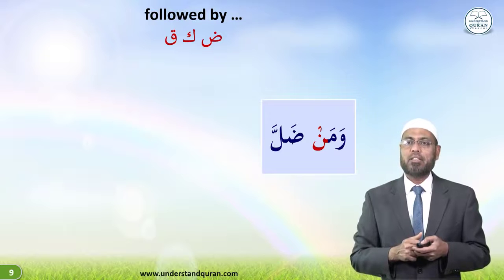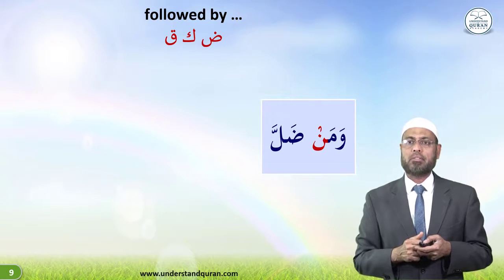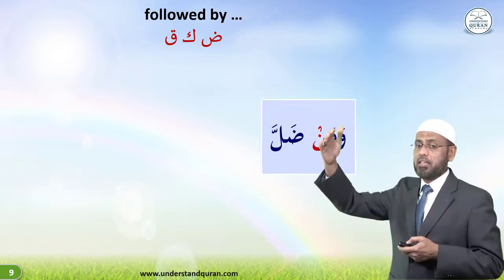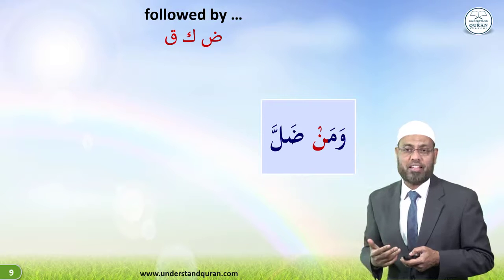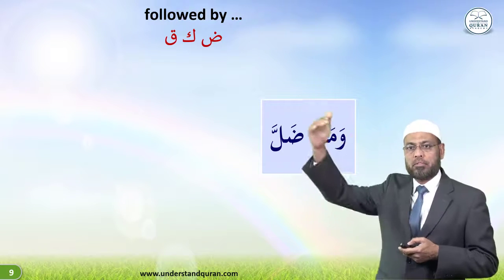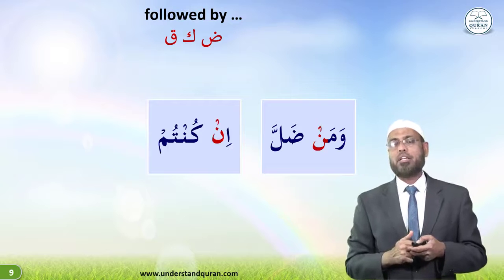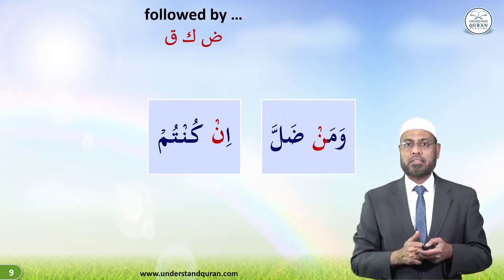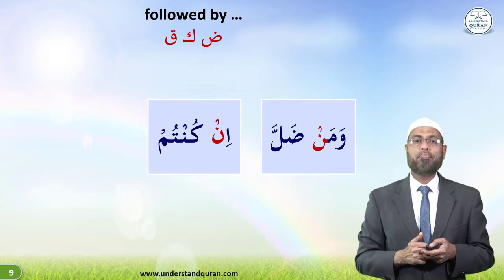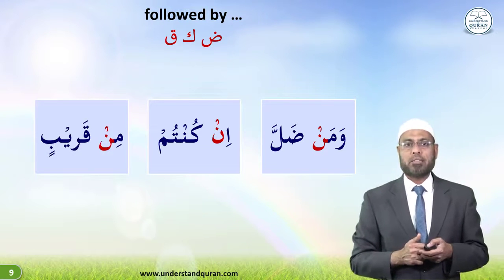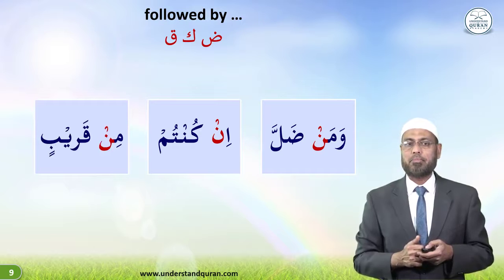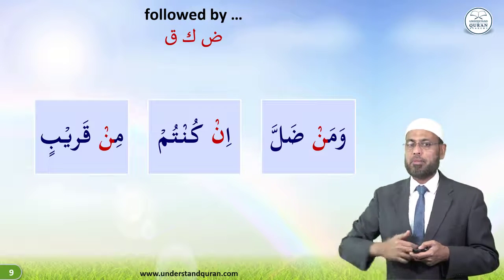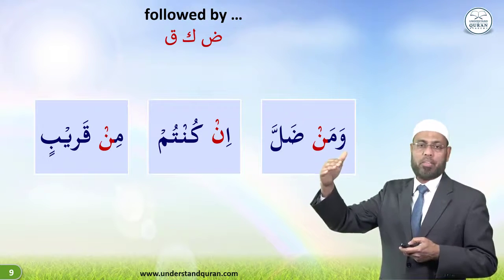وَمَنْ ضَلَّ. Dad is very thick and high, so Noon Sakina also will be very thick and high. وَمَنْ ضَلَّ, like that. Next one. إِنْ كُنْتُمْ. Alright. مِنْ قَرِيبٍ. Qaf is thick and high, Noon Sakina also will be thick and high.